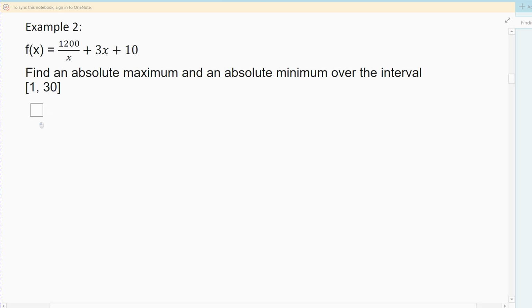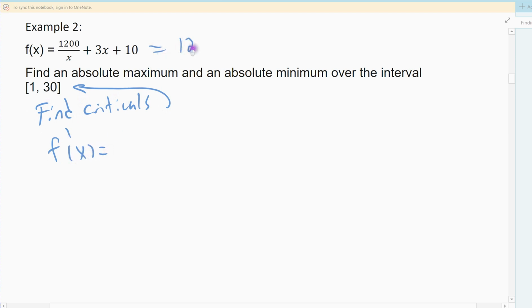I'll change my color to blue. Find criticals, again, only between 1 and 30. This one's going to be an example where I have an extra critical I'm going to throw out. Before I start my derivative, I'm going to rewrite the 1200 divided by x as 1200 x to the negative first. Everything else stays the same. That way, I change the simple division to a power rule, so I can take a power rule derivative.